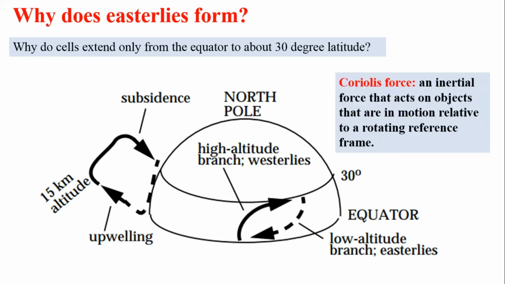What is the Coriolis force? The Coriolis force is an inertial force that acts on objects that are in motion relative to a rotating reference frame. An object moving horizontally in any direction on the surface of the Earth experiences a Coriolis force perpendicular to the direction of motion, to the right in the northern hemisphere and to the left in the southern hemisphere.